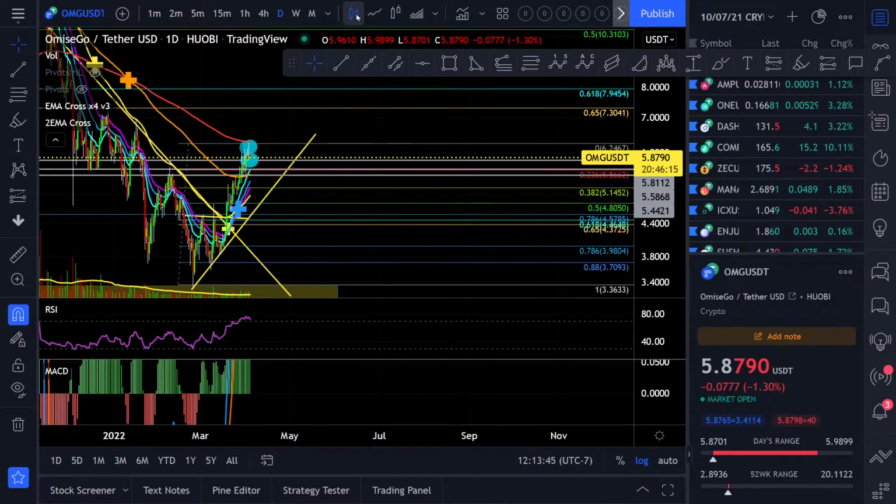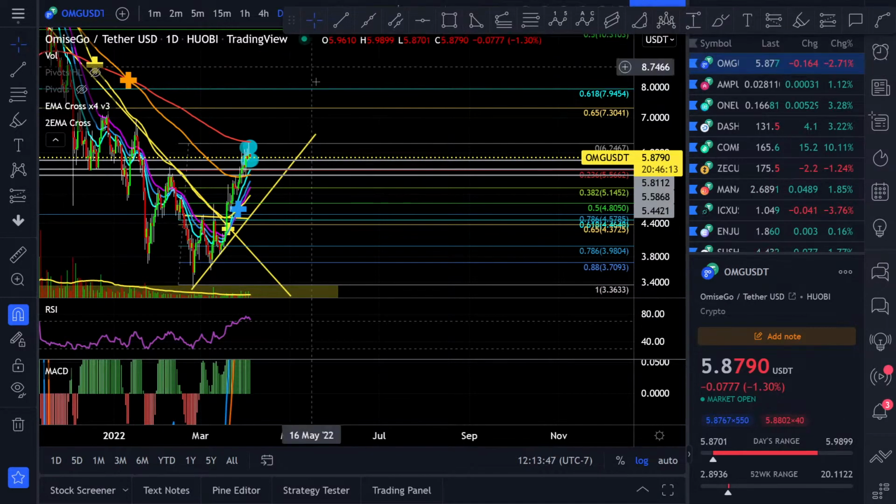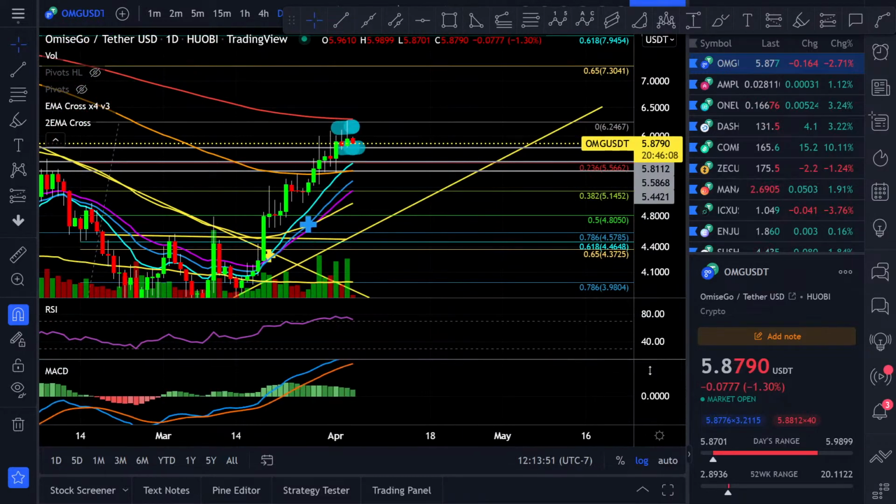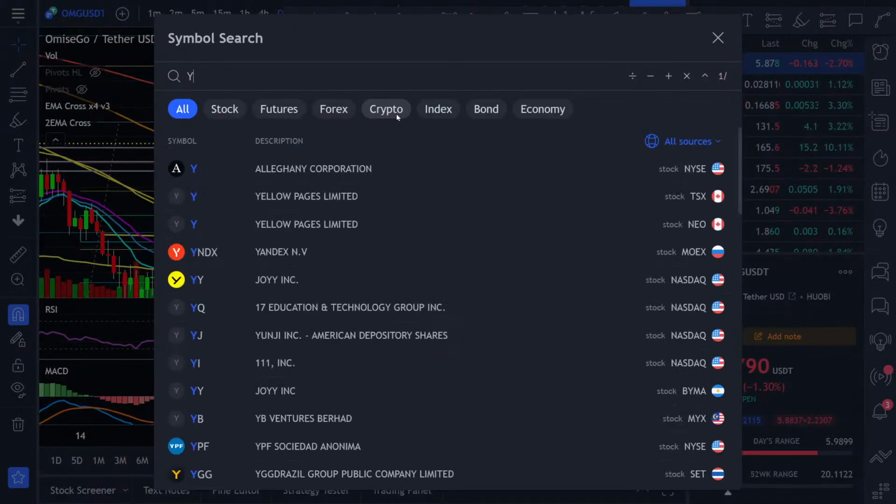But this daily candle is not going to close for about 4 or 5 hours. So I would just watch out for that. The key here, though, is at least it's correlated to Bitcoin. So whatever Bitcoin does, OMG is probably going to do that too. I'll do a couple of requests before we hop off.